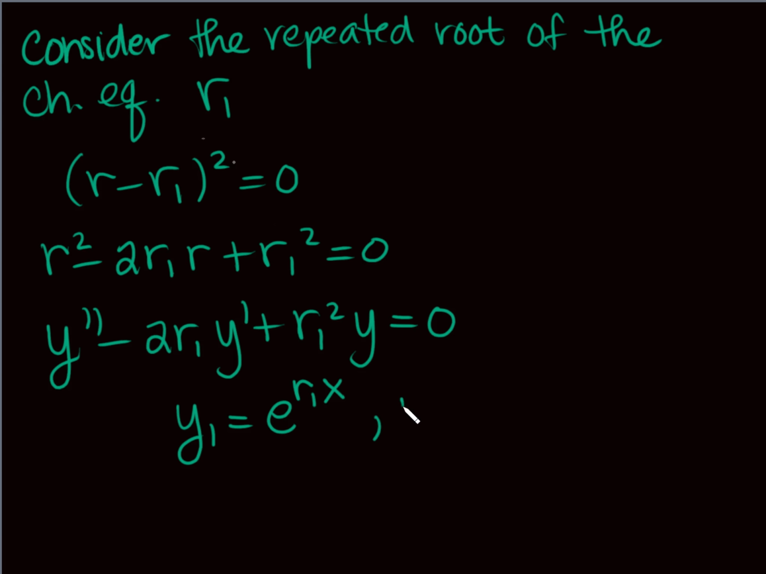But the other solution we're going to pick is, remember, I just need a solution that is linearly independent of this, meaning it should not be a constant multiple of this guy. Well, you know what's not a constant multiple of this guy? Just x times this guy, because x is a variable. I would like you to please go and verify.